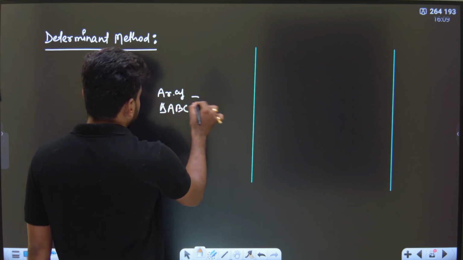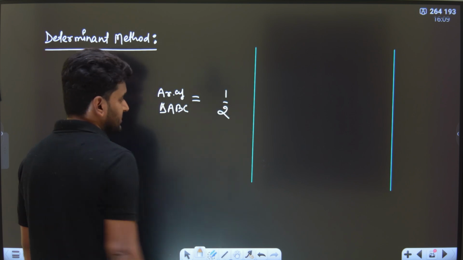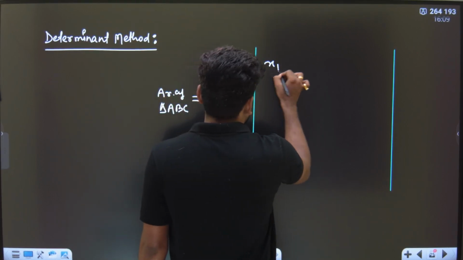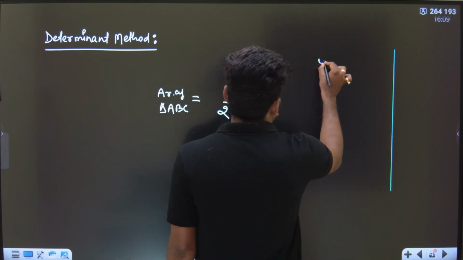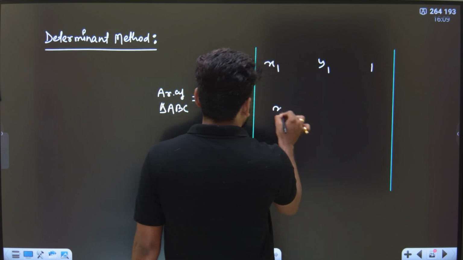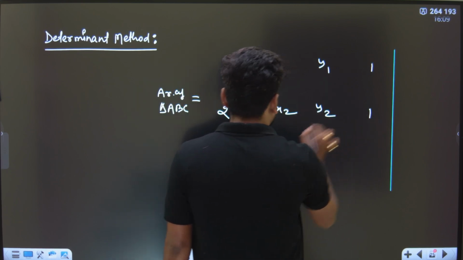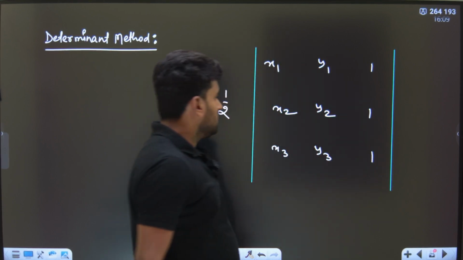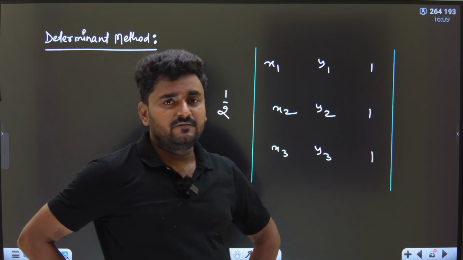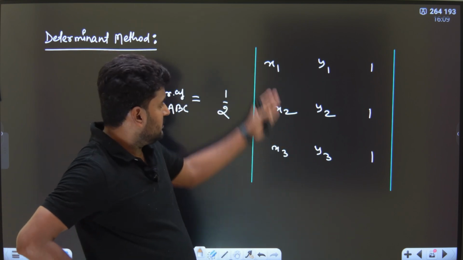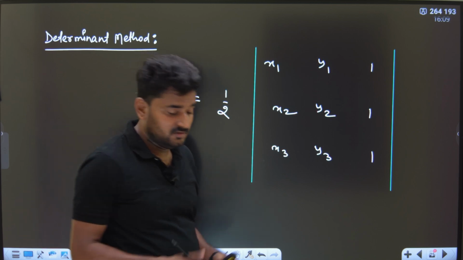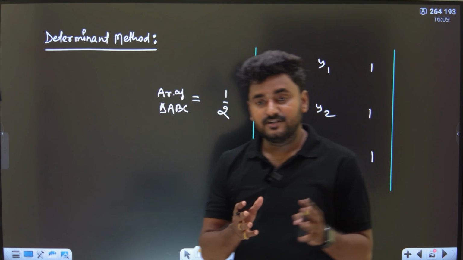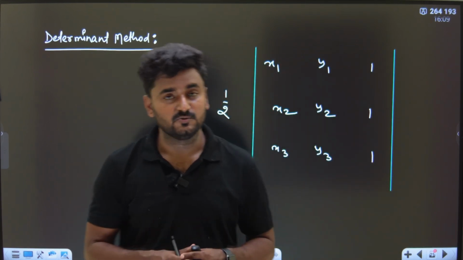The area of triangle ABC will be equal to 1 by 2. I will write here 1 by 2, and I will write the vertices x1 y1 then 1, and x2 y2 then 1, and x3 y3 then 1. Now after this I will expand this determinant, and you know the method of determinant, how to find the determinant. Already we have a video on your playlist, you can check.